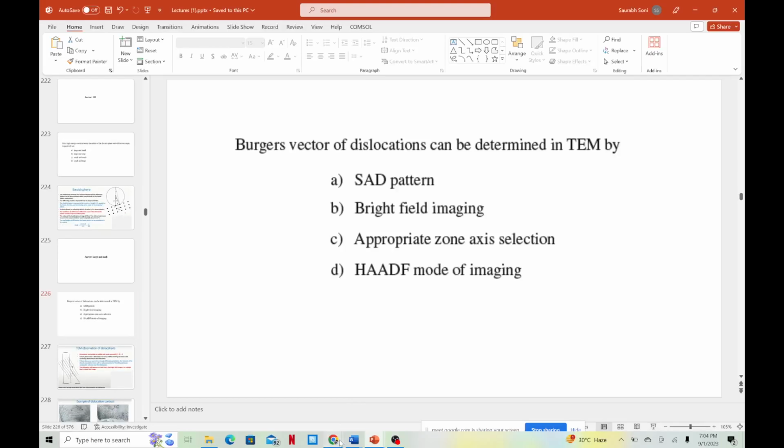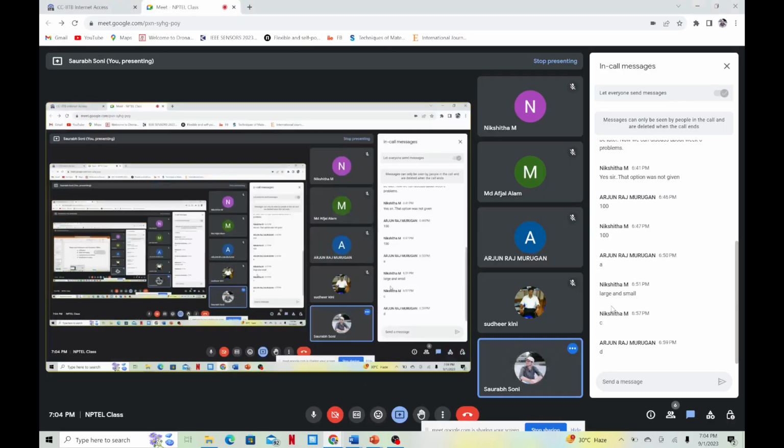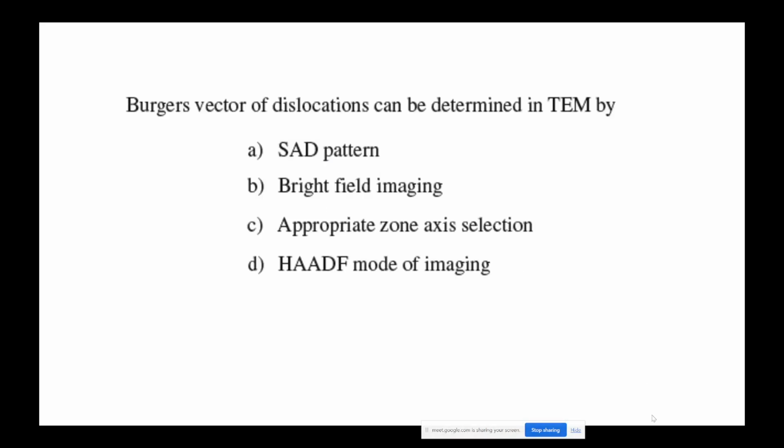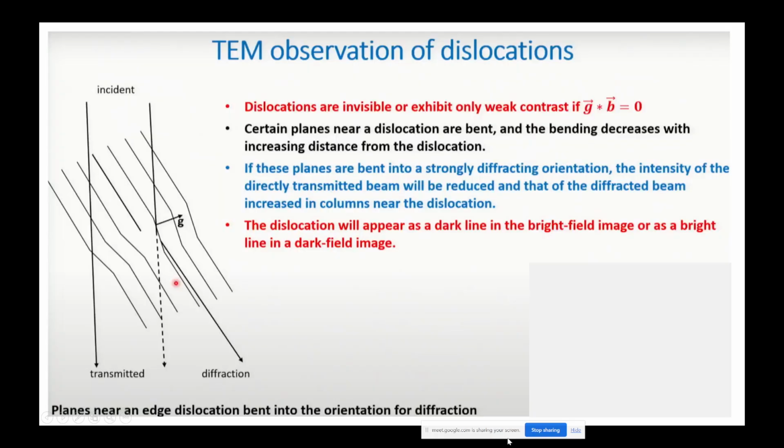What is the answer? C, D. Okay, so one is saying appropriate zone axis selection or HAADF. Let's see. Just a second.